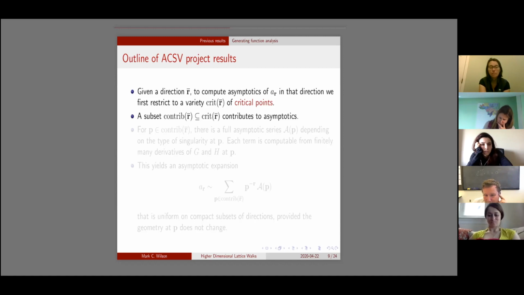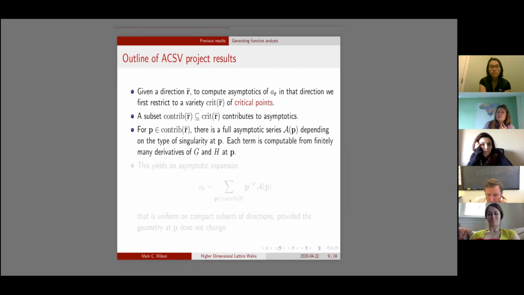So we can cut down usually to a smaller set of points which are actually relevant, and if you're lucky, there's just a single point. It's usually finite. Now, again, if things go well, for each contributing point, we can actually calculate a full asymptotic expansion contributed by that point, and that's usually enough to solve the original problem.